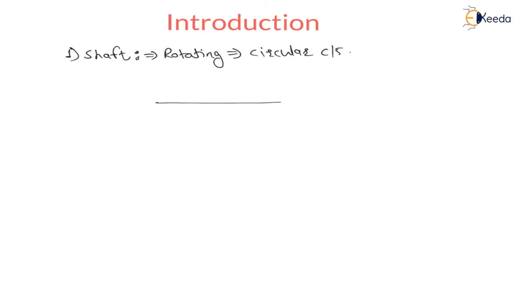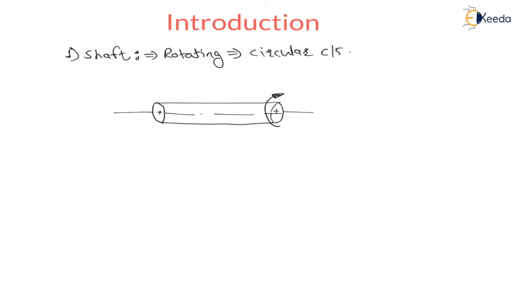Now first of all we will see the basics of shaft, or what is shaft. Shaft is nothing but a rotating element. Shaft is always a rotating element and it has a circular cross section. Let us consider this is a shaft here with circular cross section, and this shaft is rotating. Here we can say this is the axis of shaft.